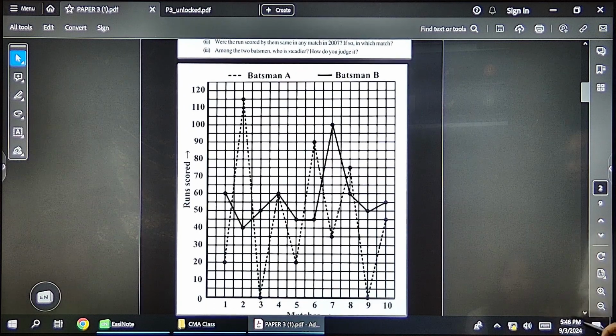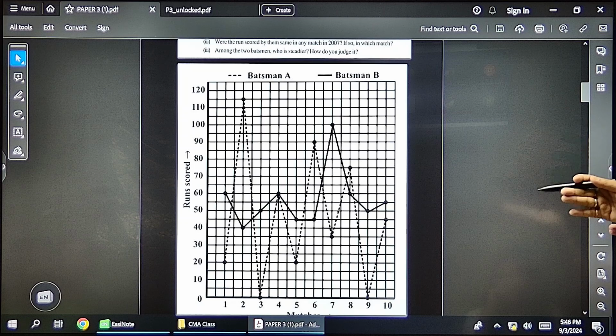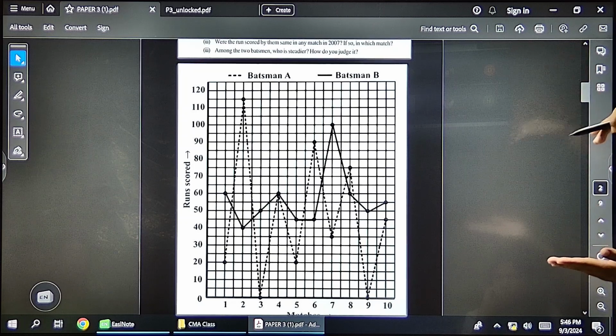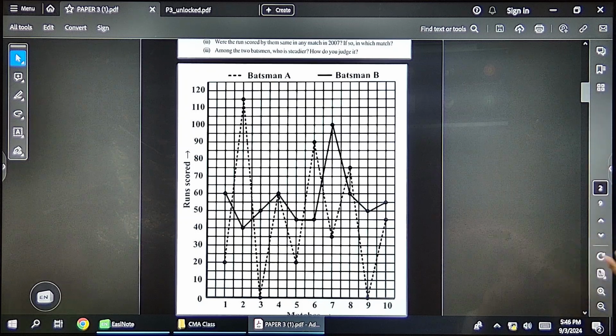Who is constantly performing almost the same or above a benchmark? Benchmark means like 30. Every time he is scoring above 30, that 30 is the benchmark. Okay, pass mark, the way we have the pass mark.